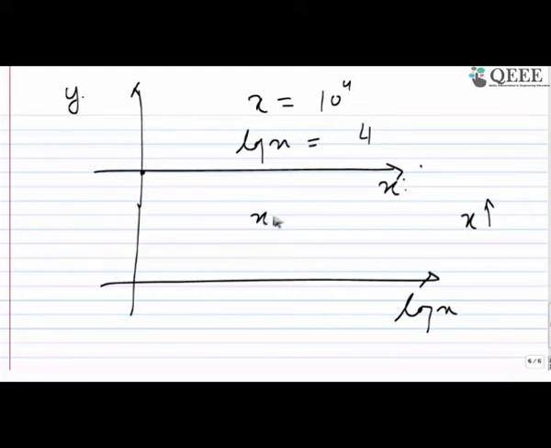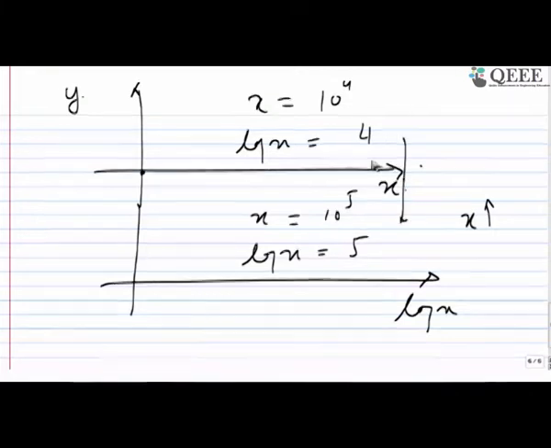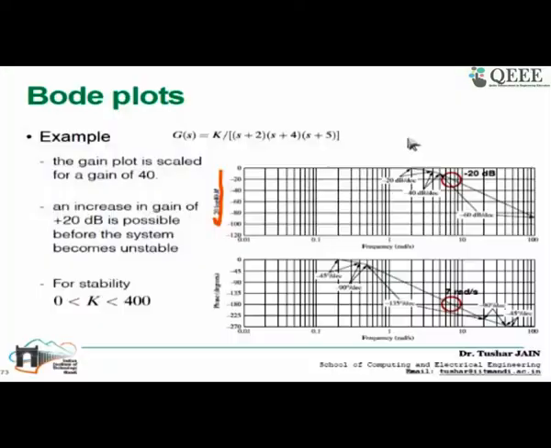So imagine if you want to go from 10 to the power 4 to 10 to the power 5, how much scale you would need. Similarly, log of x would give you 5, and this is monotonic from 4 to 5. So this is the basic reason behind using the log scale. While we do not use the log scale in the Nyquist plot, as we saw in the initial slide, because there is no need of it.